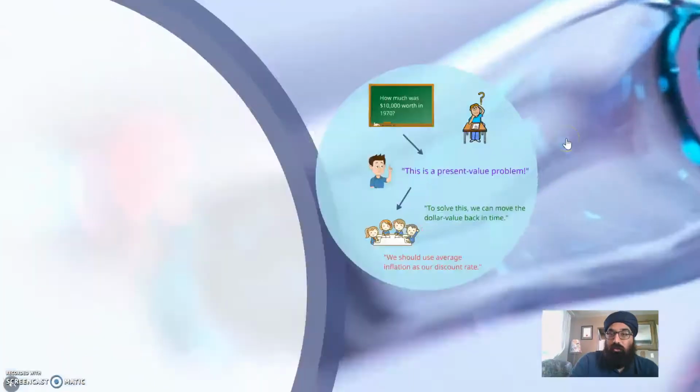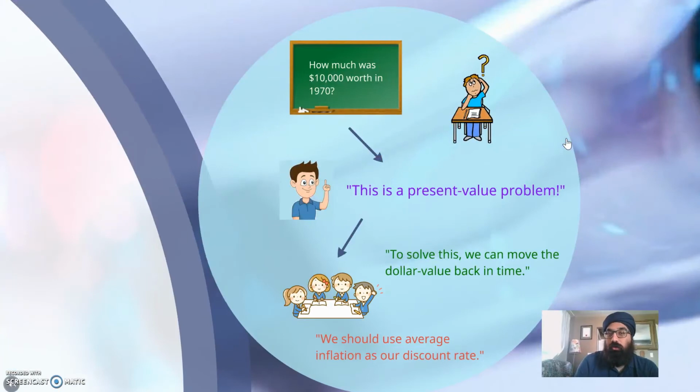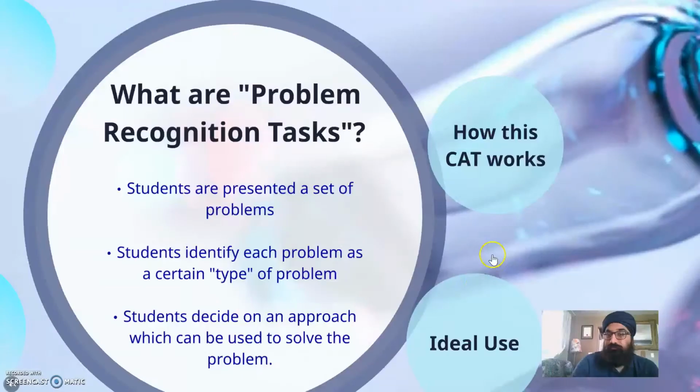So let's look a little more closely about exactly how this would work. We start off with a finance problem. We have a student up here wondering what the heck is going on. And then the second step is identifying this as a present value problem. At the third step, we have a nice group setting, students collaborating, just looking at methods of solving the problem.